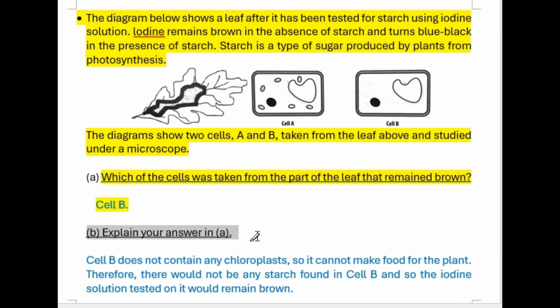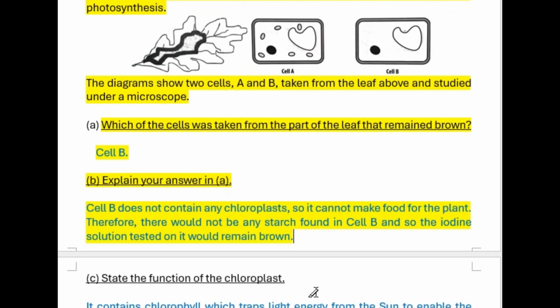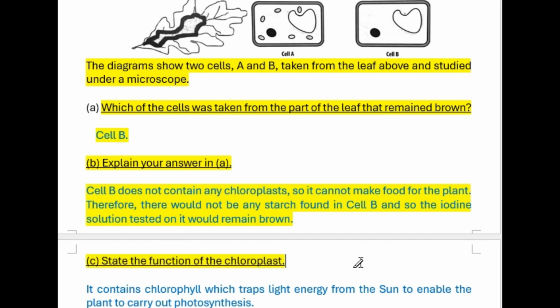B. Explain your answer in A. Cell B does not contain any chloroplasts, so it cannot make food for the plant. Therefore, there would not be any starch found in cell B, and so the iodine solution tested on it would remain brown. C. State the function of the chloroplast. It contains chlorophyll, which traps light energy from the sun to enable the plant to carry out photosynthesis.